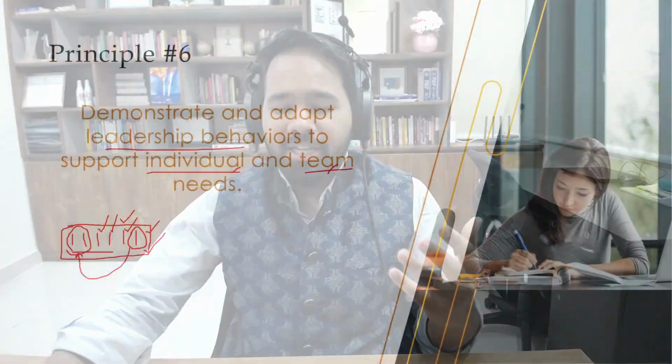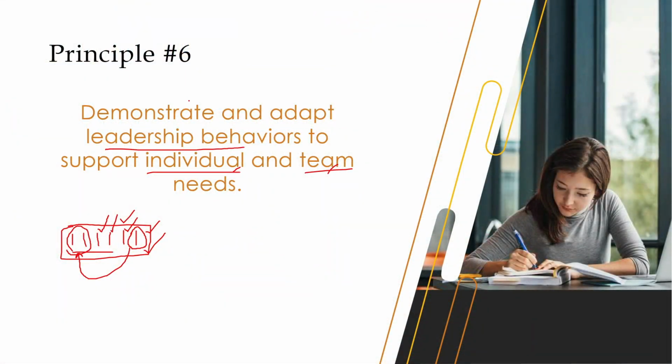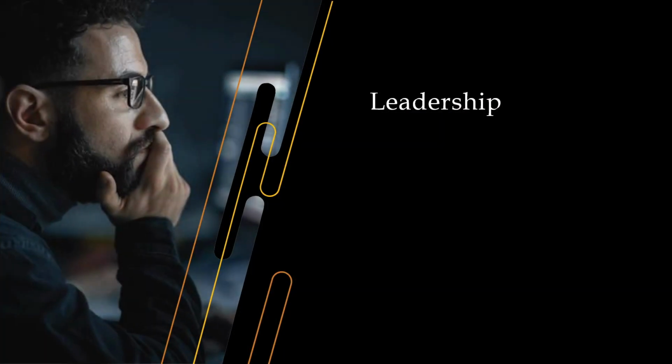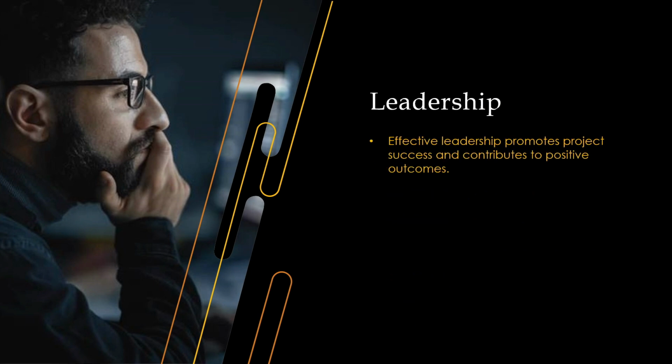And if you are a leader, you are supposed to be demonstrating the leadership behaviors, and you're supposed to be adapting, as we saw in the example of how the rain came in. So what happened after that, right? So that's what needs to be done. Let's talk more about leadership here. Effective leadership promotes project success and contributes to positive outcomes. It is the cornerstone of project success, if you ask me.